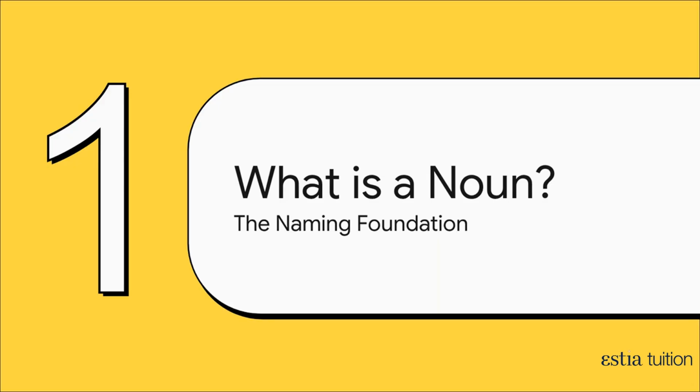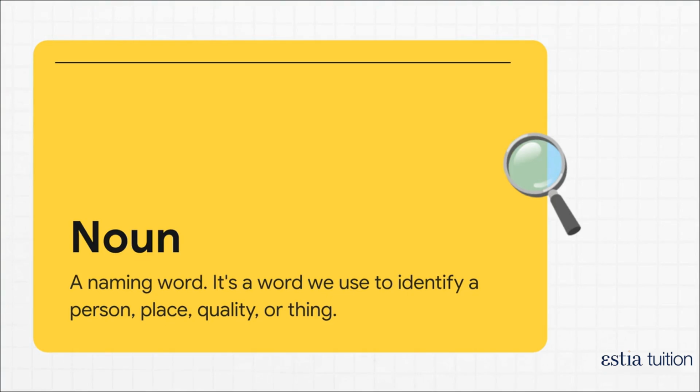So, where do we start with our sentence house? With the foundation, of course. And that foundation is the noun. This is the part of speech that does all the heavy lifting when it comes to naming things. And you know what? It's really that simple. A noun is just a naming word. That's it. It's the label we use for literally everything around us. People, places, ideas, and just stuff.